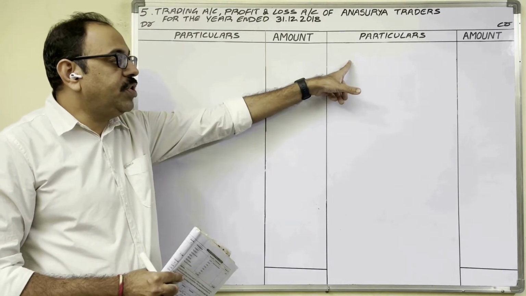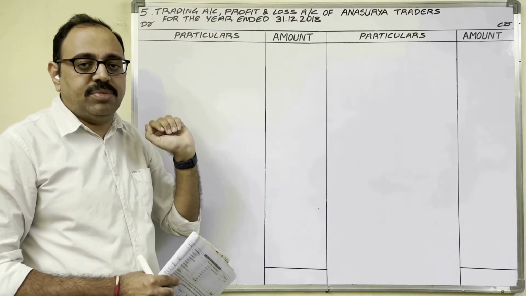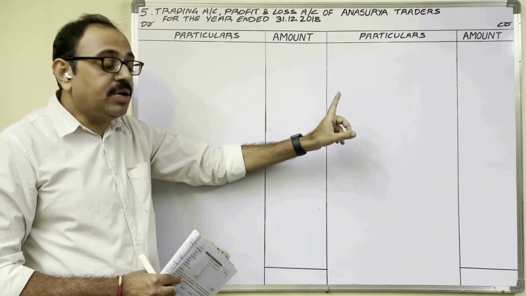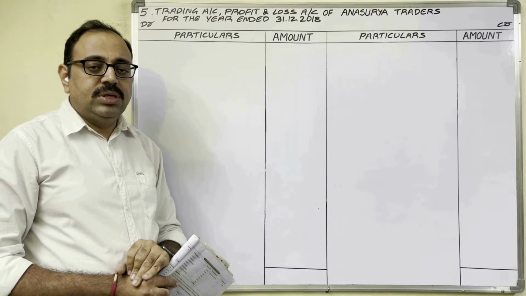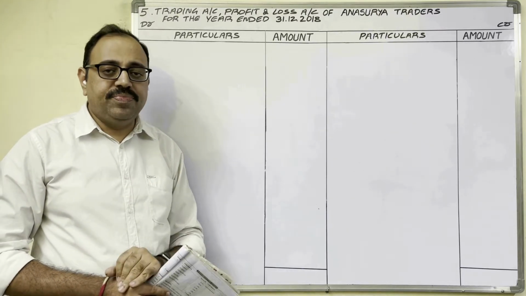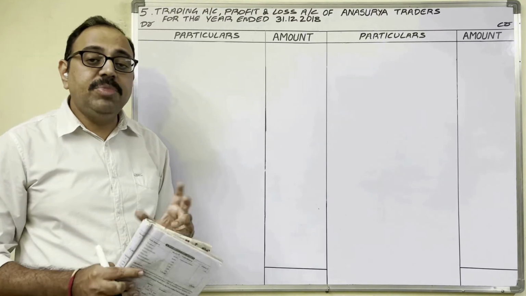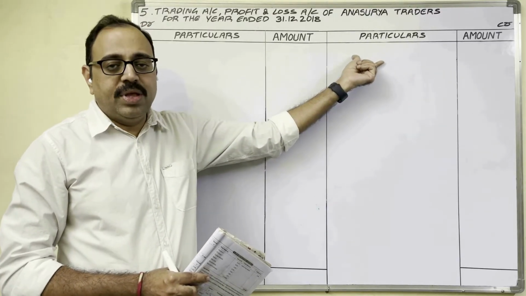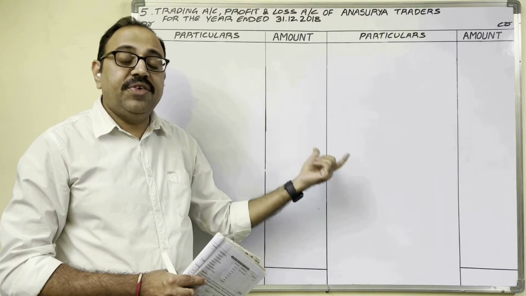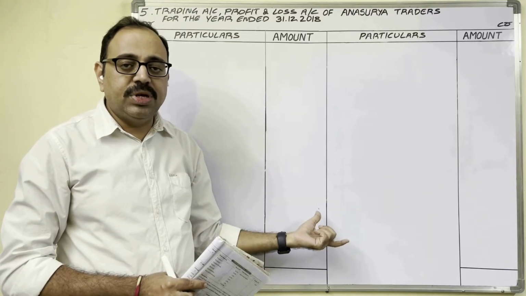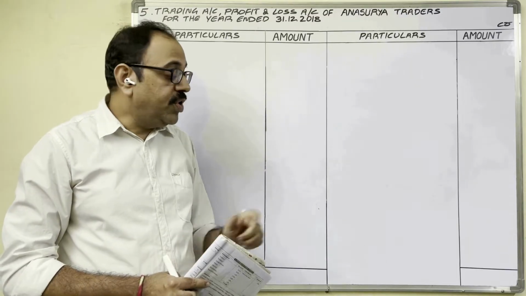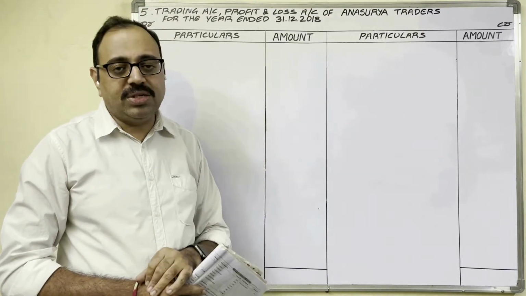Similarly, on the credit side we have to show direct incomes and indirect incomes. Direct incomes go in the trading account, indirect incomes in the profit and loss account. Direct income means main income. For any organization, the main income is sales. So sales income we show in the trading account. Other incomes, such as interest received, commission received, discount received, dividend received, etc., we show on the credit side of the profit and loss account.